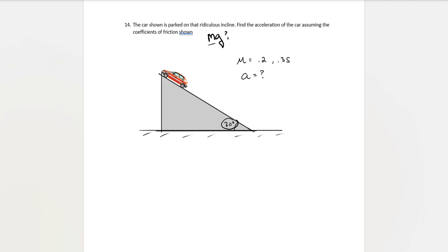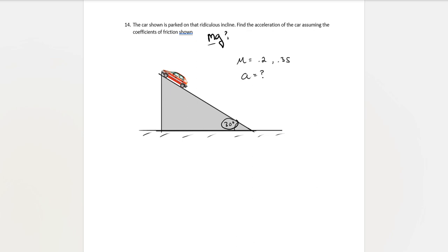Then the frictional force acting on the car. Think about which way that's going to go, and make sure you honor its line of action. Right? The frictional force acts very specifically on the tires of that car. All right. Now, here's where things get a little tricky.